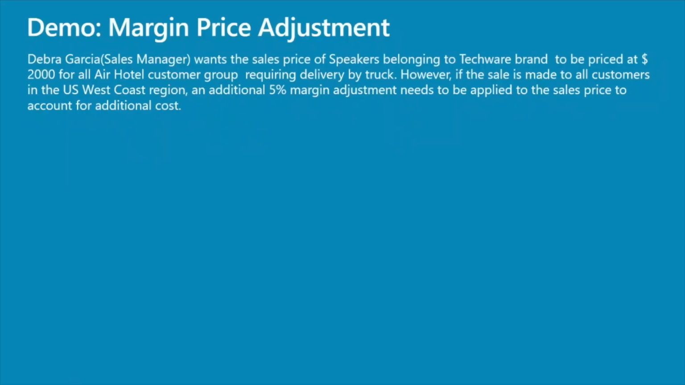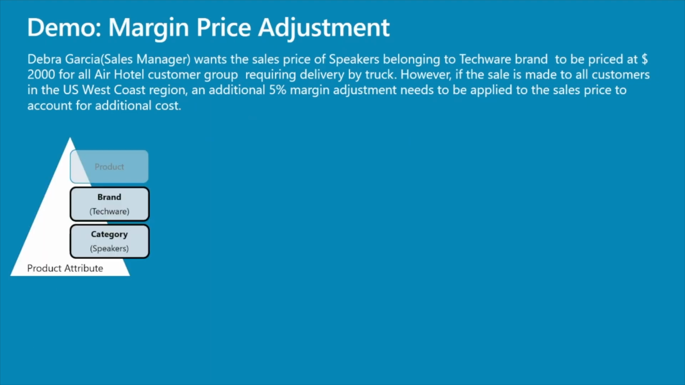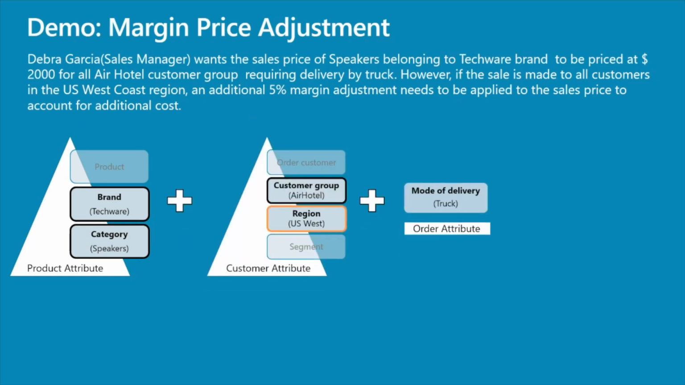Now, let's see a demo of the same scenario with a minor tweak. Vaghasia, who's a sales manager of Contoso Entertainment System, wants the sales price of speakers belonging to techwear brand to be priced at $2,000 for all Air Hotel Group customers where the speaker needs to be delivered by truck. However, if the sale is made to all customers in the West Coast region, an additional 5% margin adjustment needs to be applied for the same Air Hotel Group customers.